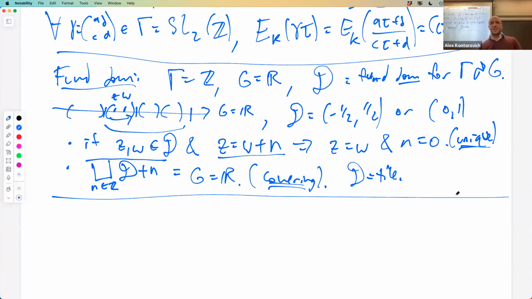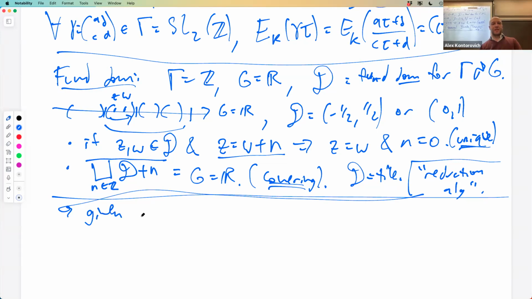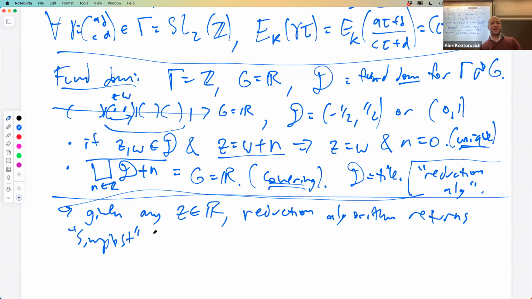Okay, so this is a kind of reduction algorithm. It's a reduction algorithm because what do I mean by this? Given any z in R, this reduction algorithm returns the simplest representative for the coset z plus the discrete group.